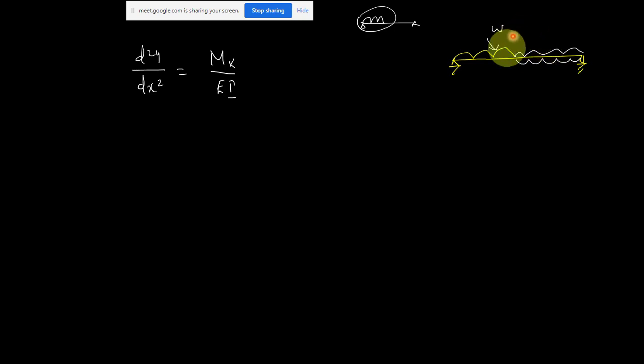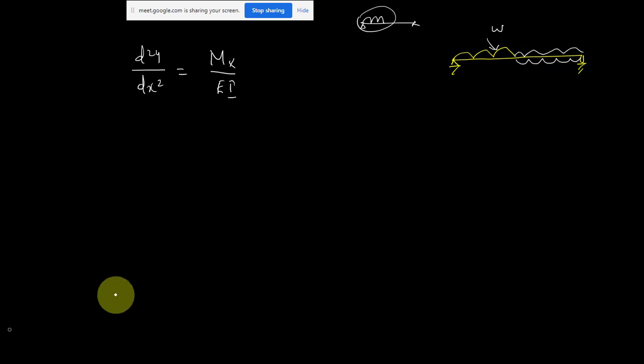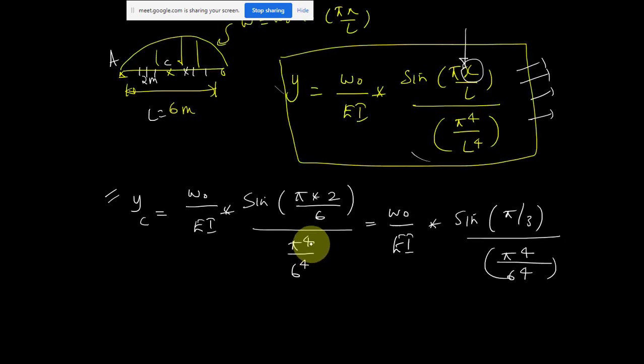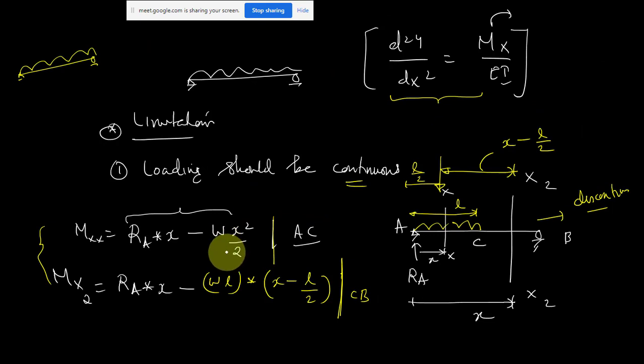But to write a simple equation, a single equation for both sections. Because we have seen here, this equation is for AC, I have one equation, and for CB I have another equation. So directly I cannot write a single equation.